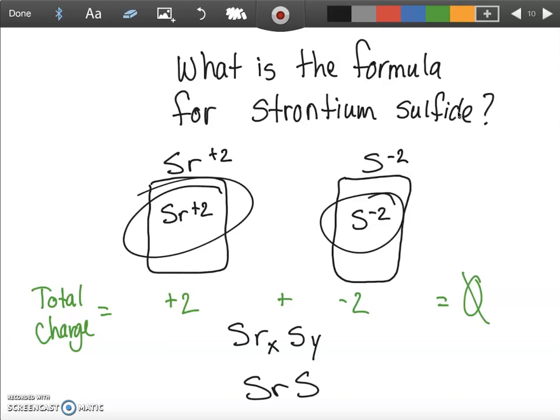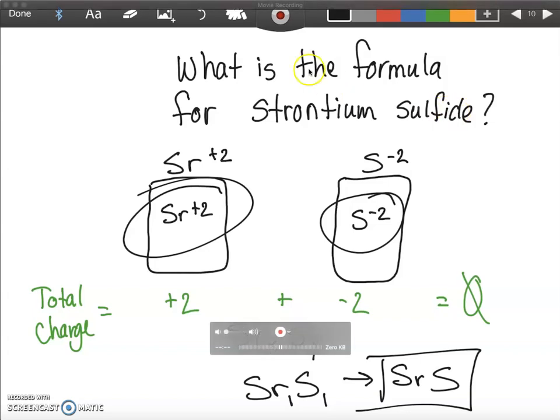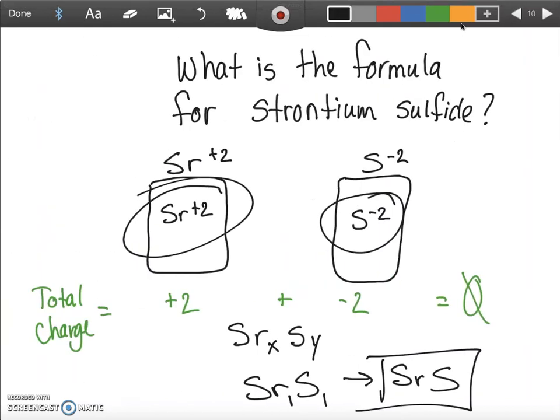You might be tempted to do Sr1S1, even though that is technically correct. Get out of the habit of using the subscripts as 1s. Okay, please get out of the habit of that. It's a little elementary, it's a little too CP chemistry, and we're in the AP class now. It's much better and much preferred to write it without the 1s. Okay, I am so sorry to have to teach that to you the hard way.